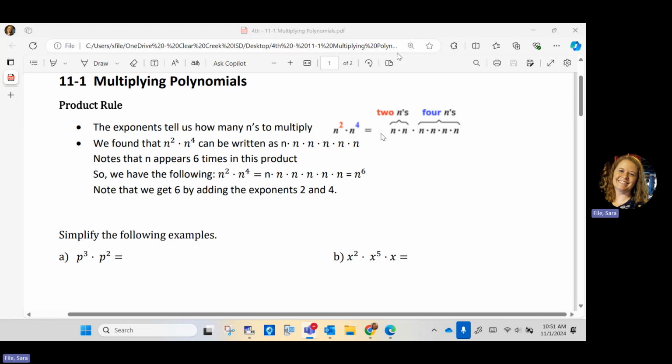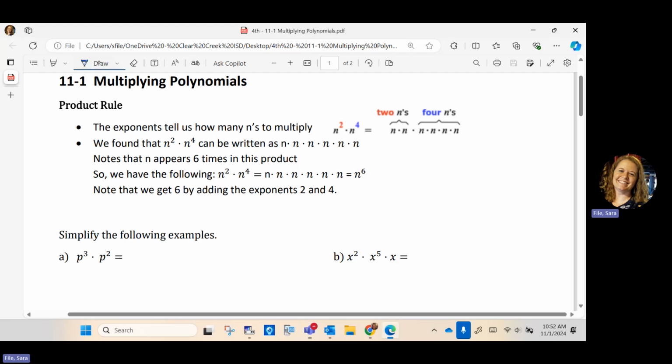The product rule for exponents, pretty much this is how it breaks down. Remember, when you have an exponent, that's telling you how many of that base there are. So n squared means it's n times n. There's two n's being multiplied. N to the fourth means there's four n's being multiplied. So when we multiply like bases, it's really just listing out how many there are, if that's how you want to show that work. So there's actually 6 n's, and that can be rewritten as n to the 6th.